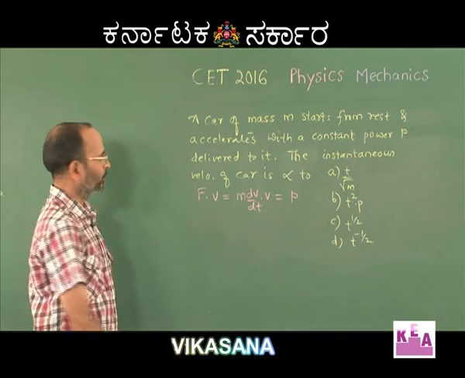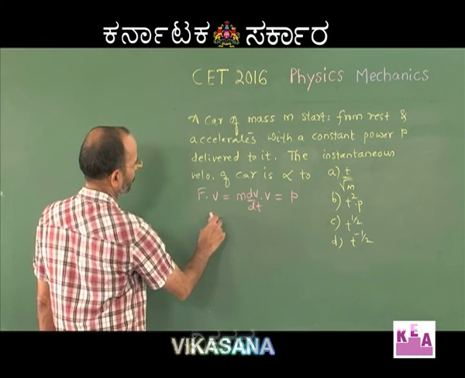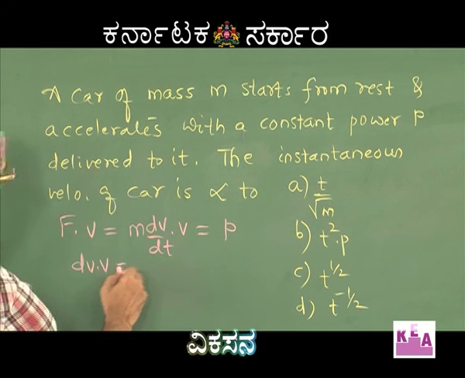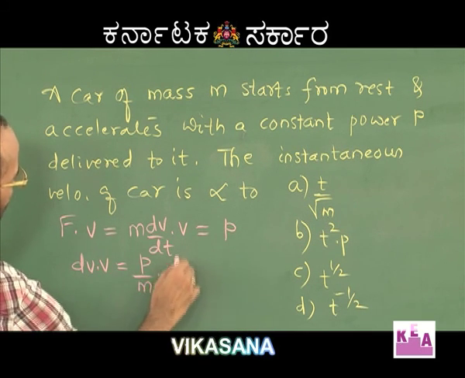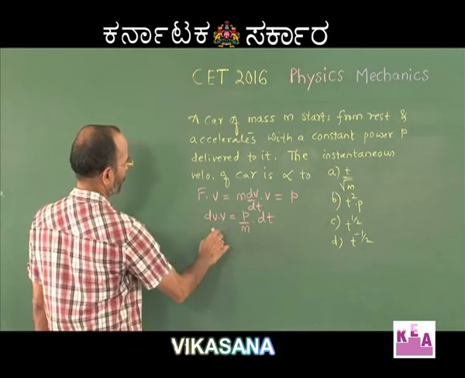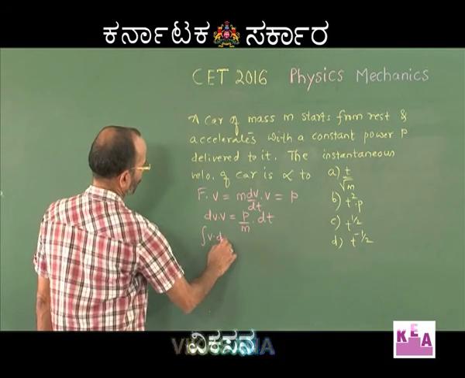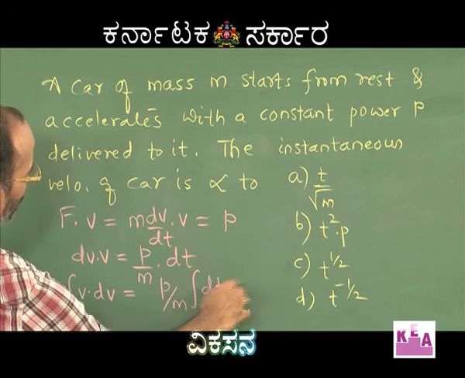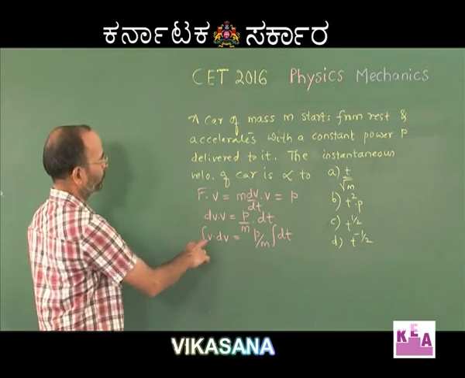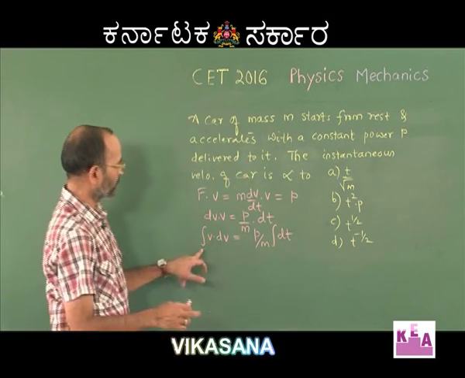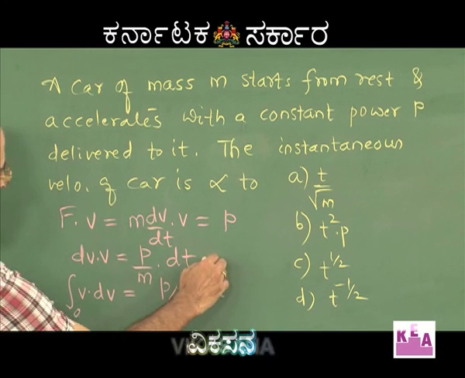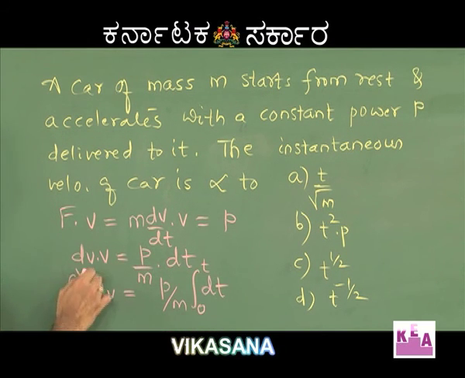Now, you can just separate the variables and try to solve this differential equation as V dV is P by m into dt. Now, if you integrate on both the sides, integration of V dV is P by m into integration of dt. So, now he has told you that the car starts from rest. So, at t equal to 0, you can take the initial velocity to be 0, and at t equal to t, you can assume that the velocity has become v.